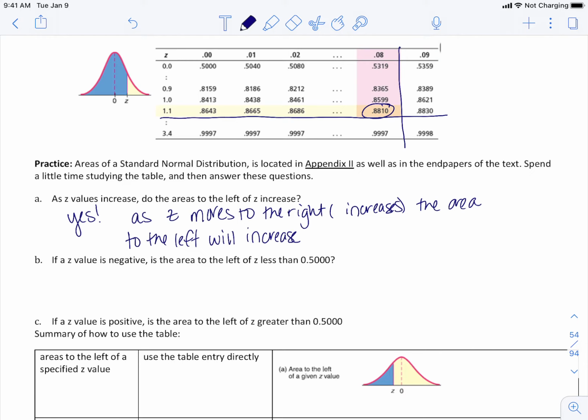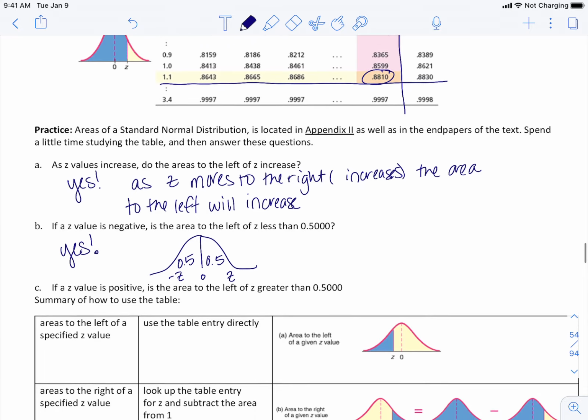If a z value is negative, is the area to the left of z less than 0.5? The answer to this is also yes, right? Because if we're looking at our standard normal curve, here is our 0 point. We have half of our probabilities on the left, half on the right, because the total is going to add up to 1. Here are our negative z values, here are our positive z values. So if our z is negative, the area to the left will have to be less than 0.5, or less than half.